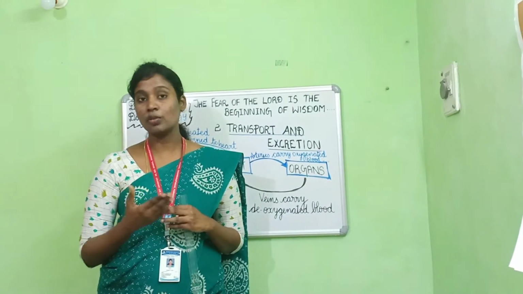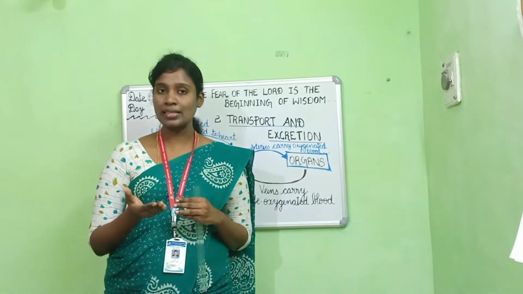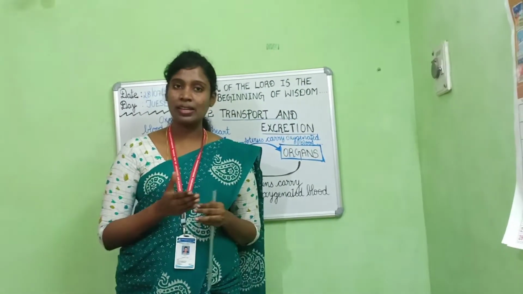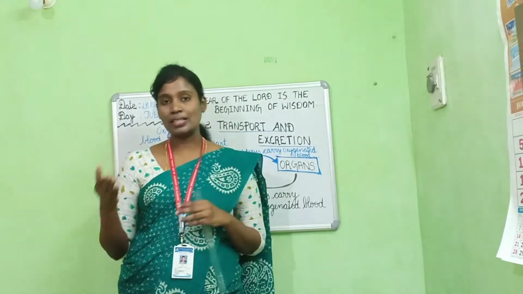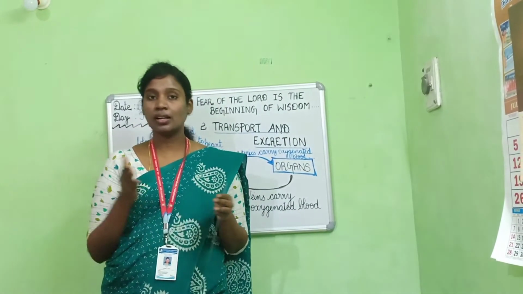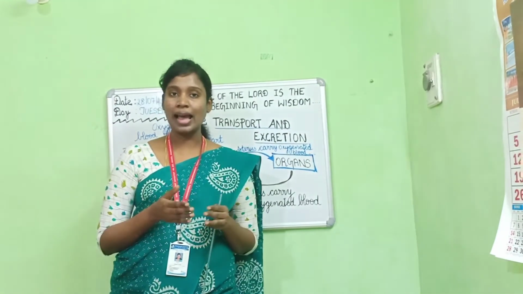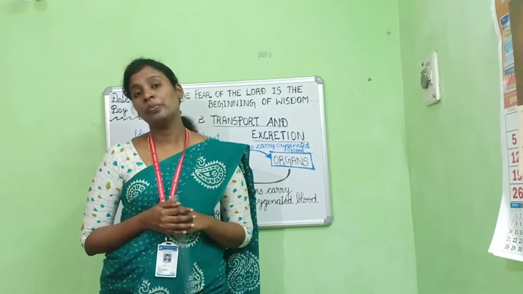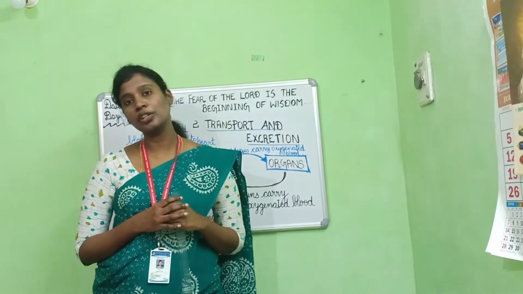So which is the cardiovascular system? The cardiovascular system comprises your heart as well as your blood vessels. Cardio means heart, vascular means blood vessels. So the cardiovascular system is formed by your heart and the blood vessels. First I will give you a few pieces of information regarding your heart.